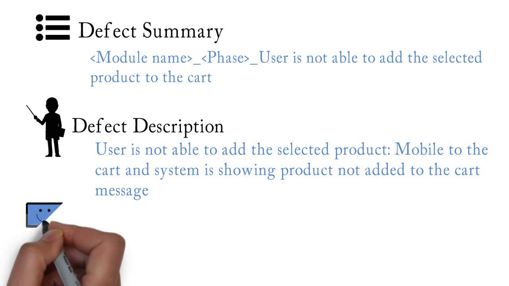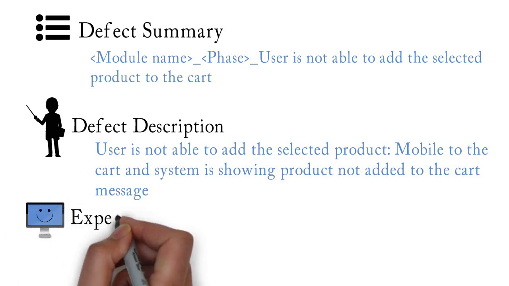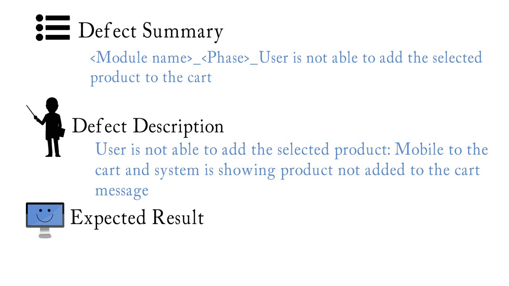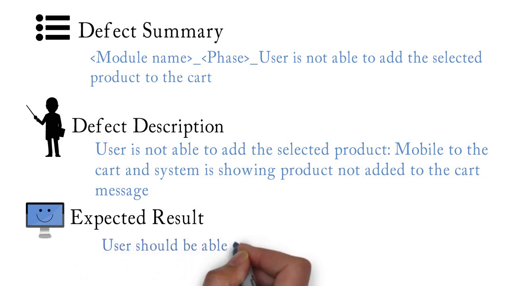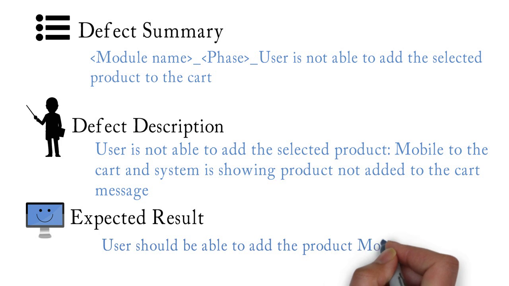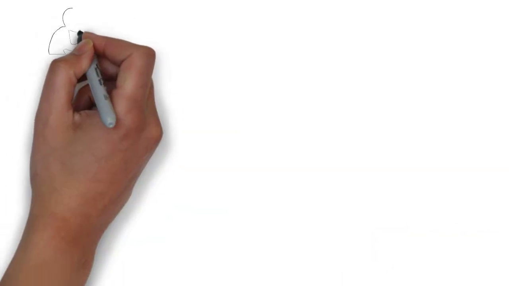The next component is expected result. Here the expected result is user should be able to add the product mobile to the cart. The next component is actual result.